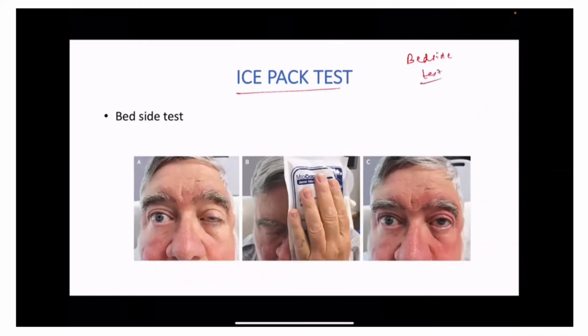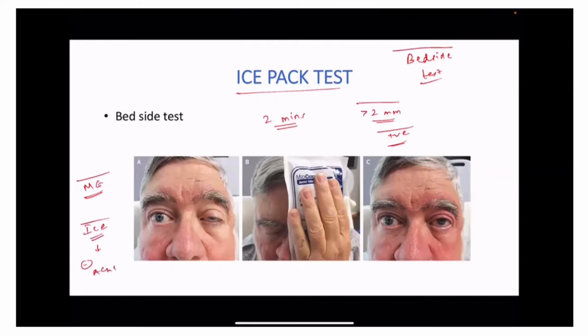As you can see, this patient is having ptosis, and once he applies ice to that part of the eyelid, his ptosis has resolved. So when do you consider this test as positive? We usually apply ice to the eyelids of the patient for around 2 minutes. And if the ptosis resolves by more than 2 millimeters, this test is considered positive, and we can diagnose that this patient is having myasthenia gravis. Now, why does ice help in this test? Because the ice starts inhibiting your acetylcholinesterase.